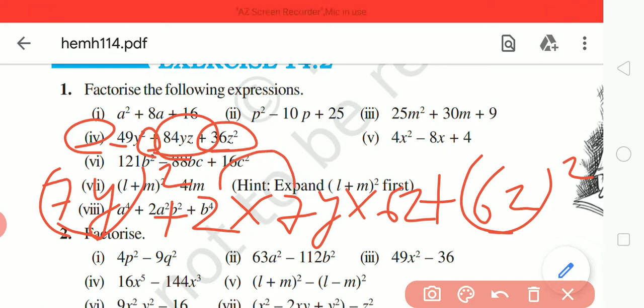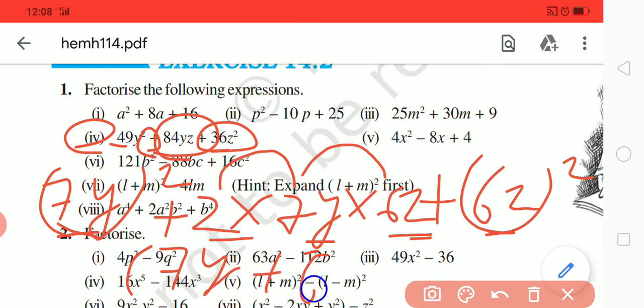So 7 twos are 14, 14 sixes are 84, 84yz means we are right. So you can compare it to a square plus 2ab plus b square, that is a plus b whole square. So instead of a, we will use here 7y, and instead of b, we will use 6z, and this is whole square, right? So 7y plus 6z whole square you will get from here.